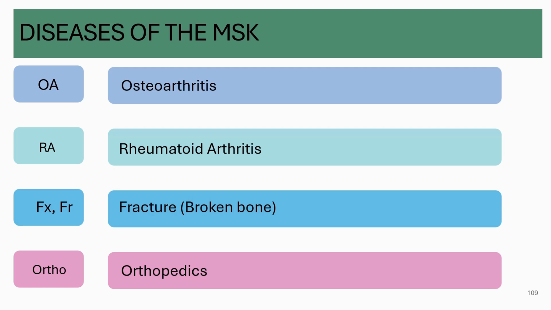FX or FR, it just depends on who you're working for as to which one you will see, but that stands for a fracture, which is just the fancy term for a broken bone. An ortho is the shortened version for orthopedics. So if you're working for an orthopedic physician, we often just shorten that to ortho.